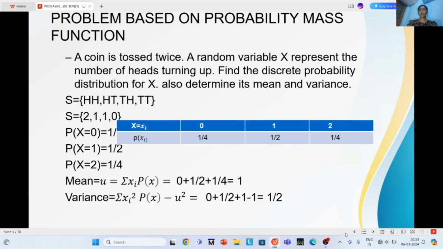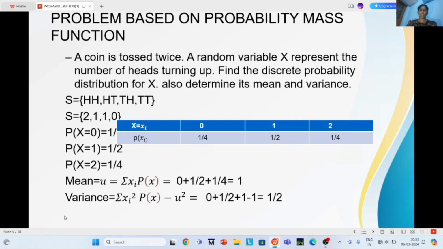Next we have a problem based on the probability mass function. A coin is tossed twice. A random variable X represents the number of heads turning up. Find the discrete probability distribution for X. Also, determine its mean and variance. The sample space S is: head head, head tail, tail head, tail tail, and the number of heads is 2, 1, 1, 0.